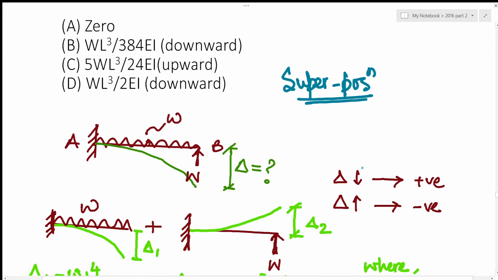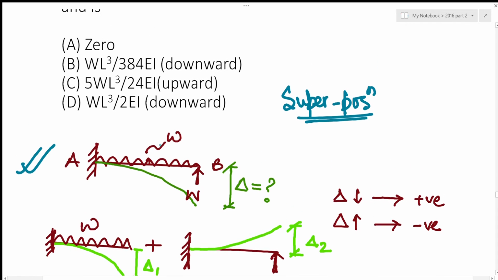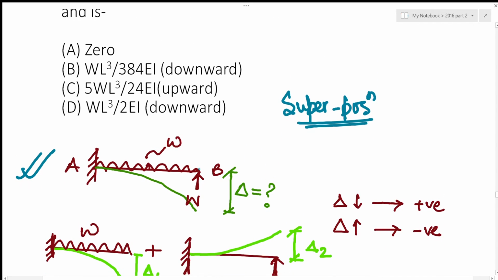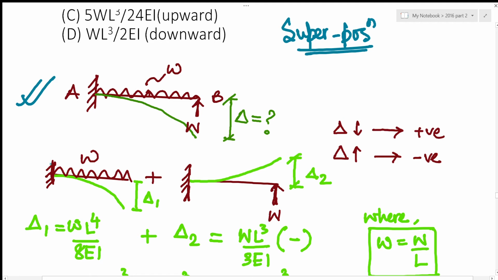This is the problem that they have given you. There is a cantilever beam and you have a UDL over here and an upward load in this particular direction. So consider the deflection in the downward direction as positive and the deflection in the upward direction as negative. So you just break these into two parts: a cantilever beam with UDL and a cantilever beam with an upward load W.